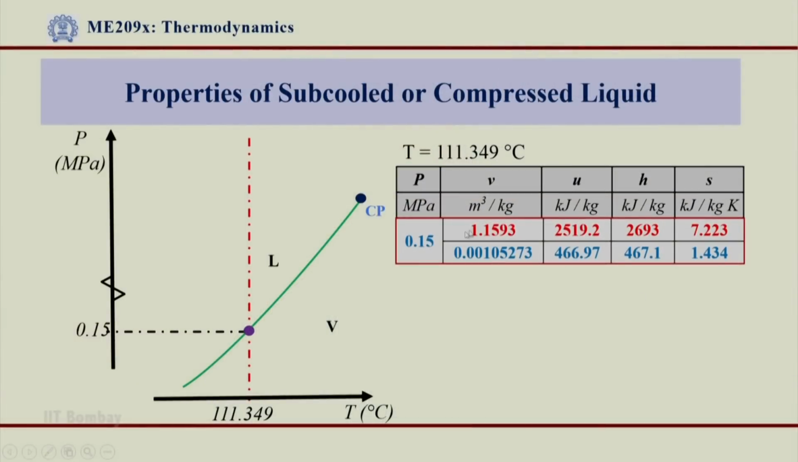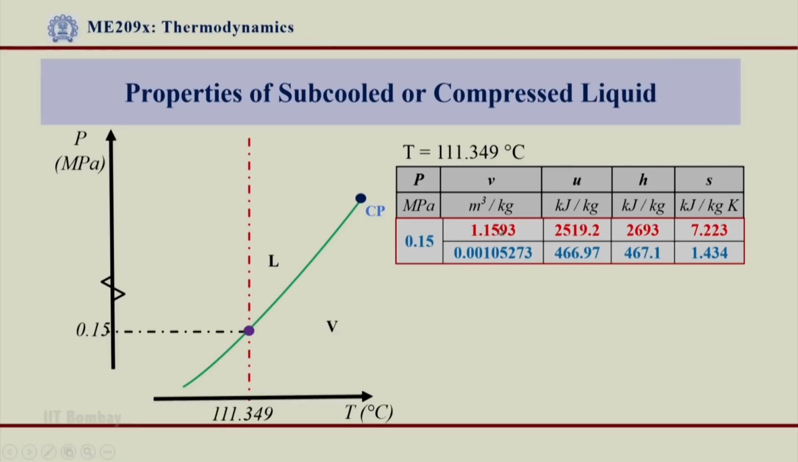Right, we were at this point, and you can see at 0.15 MPa, I got these values which are given in red and these values which are given in blue. Can you identify from here which values are meant for gas and which values are meant for liquid?